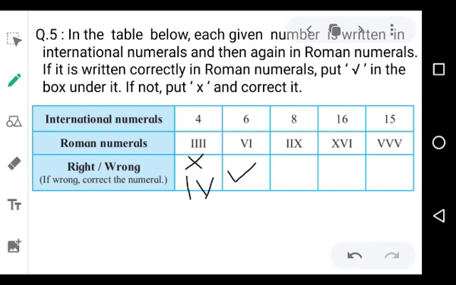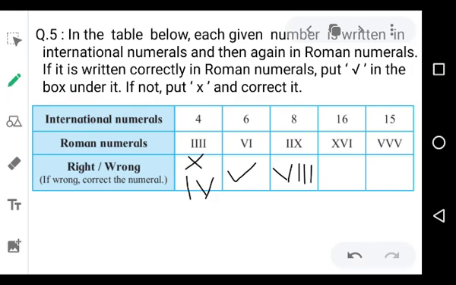Next is 8. Here 2 times I is on the left of X. Here they subtract 2 times I from X. Is it the right way? No, we cannot write I 2 times on the left of X. So the right way is 5 plus 3 equal to 8. That is V and 3 times I.